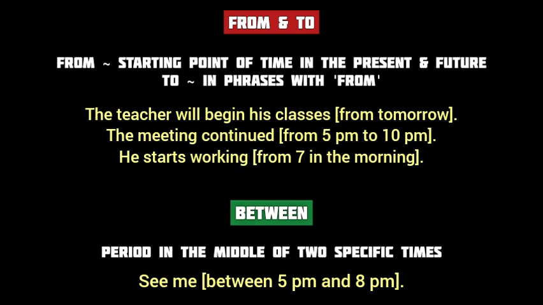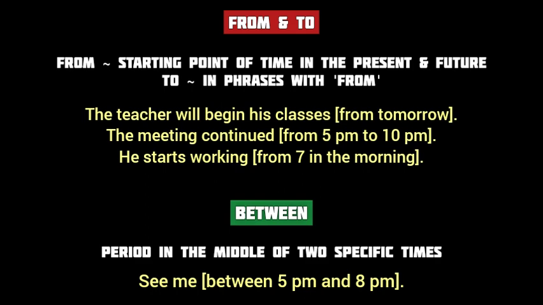The meeting continued from 5 pm to 10 pm. In this sentence, both the starting and finishing times of the meeting are mentioned. So in the time phrase, from shows the starting point of time, while to indicates the ending point of time. In the last example also, the preposition from shows the commencement time of the action, that is 7 in the morning. And then the preposition of time between denotes the period in the middle of two specific times.